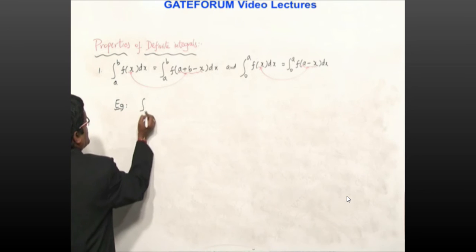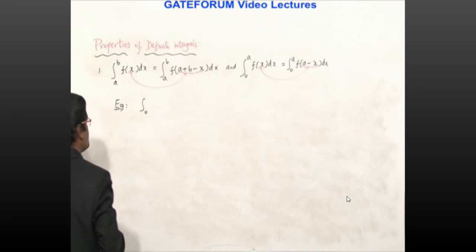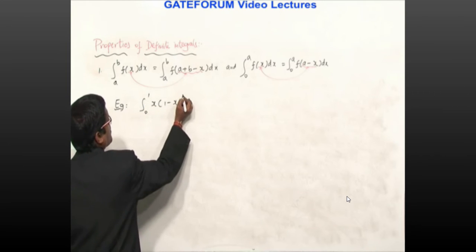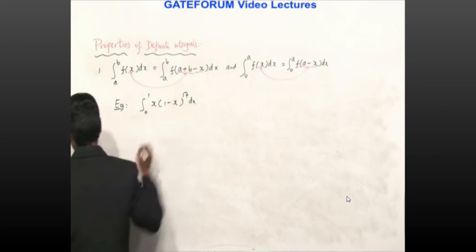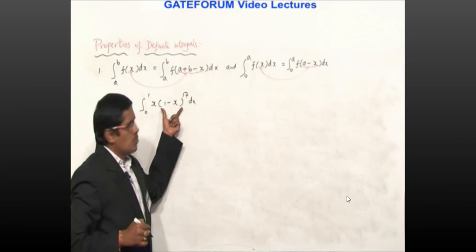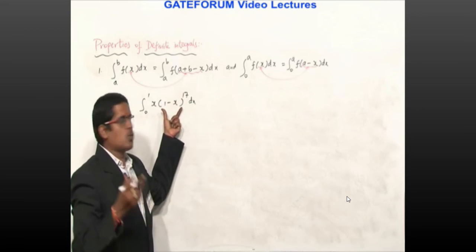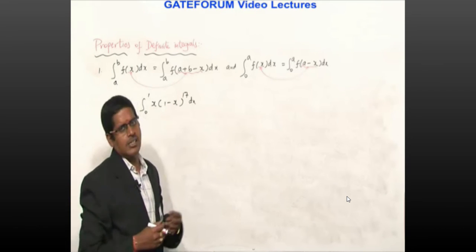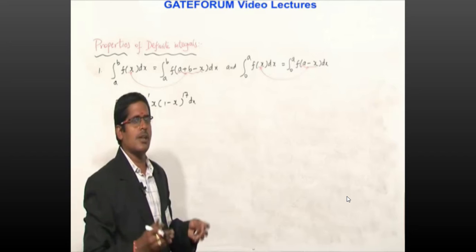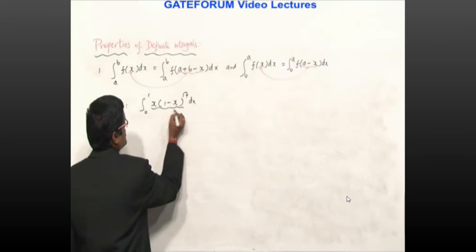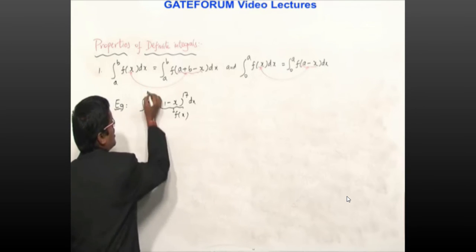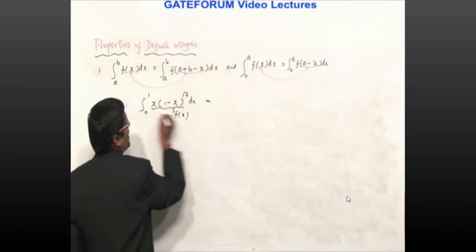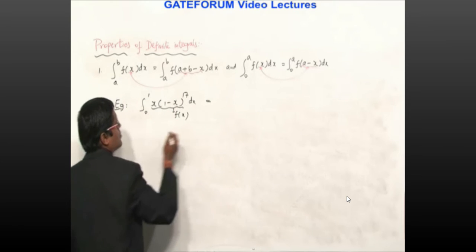Example: integral 0 to 1 x into 1 minus x whole to the power 17. Okay, so this needs binomial expansion, binomial terms. It takes more time. 18 terms you will get, each term multiplied by x, and then term by term integration takes long. The procedure is laborious. So in such cases, this is your f of x, with a value 1.